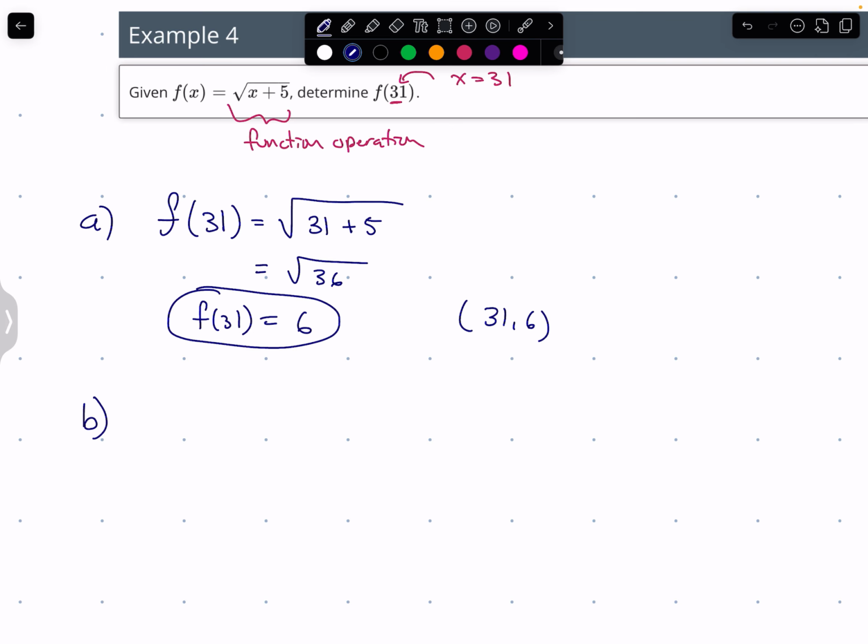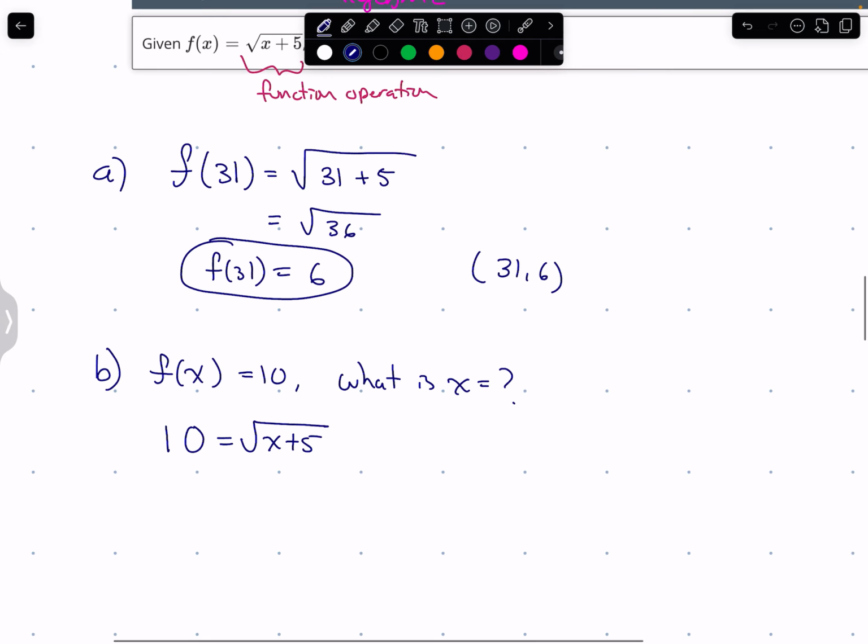The second one is a little harder, where they say, all right, the output of my function is going to be 10. What is x? So what did I plug in there to get my output? Well, what I have to do is go back to my function formula and replace f of x with 10 and solve for x. So I have to solve this for x to get rid of the square root sign. I'd square both sides, which would give me 100 over here, and squaring the square root sign cancels it out.